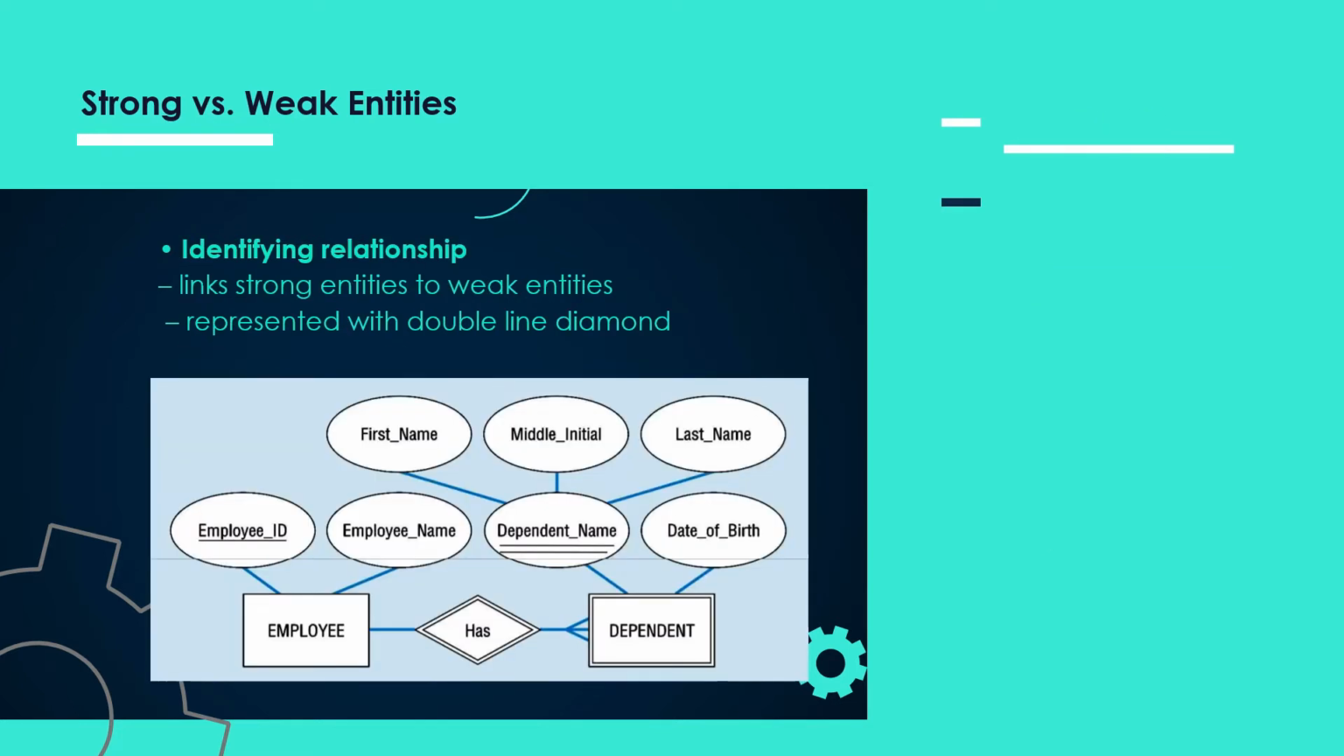In this ERD example, can you identify the weak and strong entities? The strong entity is the employee and the weak entity is the dependent. The dependent here can be the parent or child of the employee. The dependent cannot exist without the employee, which is the strong entity. In an identifying relationship, the weak entity is always connected with the strong entity, and it is connected by a diamond, which is the relationship. When we connect the strong and the weak entity, we use a double line diamond.